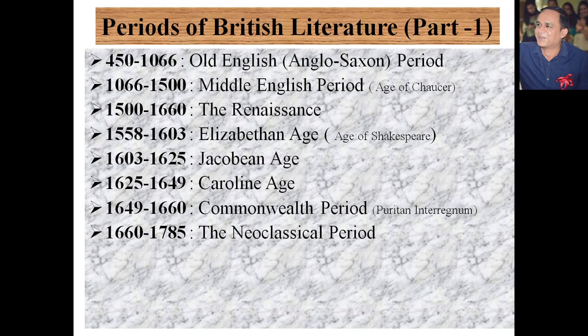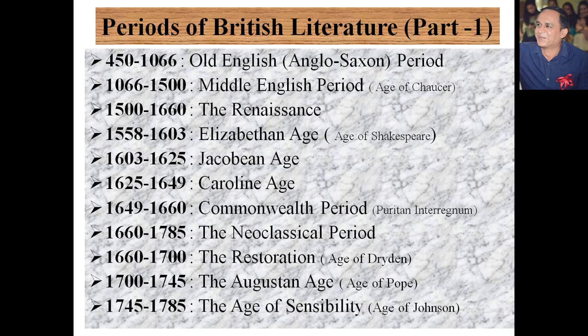And next is the period from 1660 to 1785, known as the Neoclassical period. This period is also divided into these three sub periods. First is 1660 to 1700, the Restoration Age, also known as the Age of Dryden. 1700 to 1745, the Augustan Age, known as the Age of Pope, and from 1745 to 1785, the Age of Sensibility.